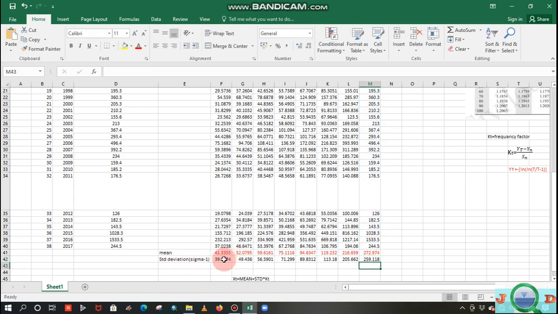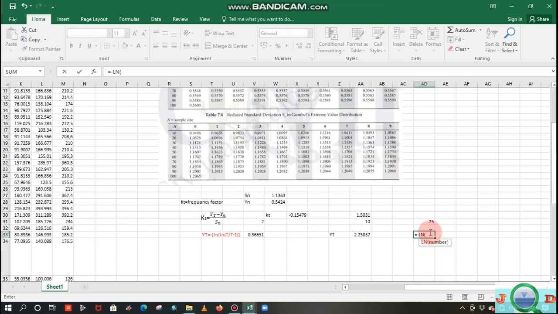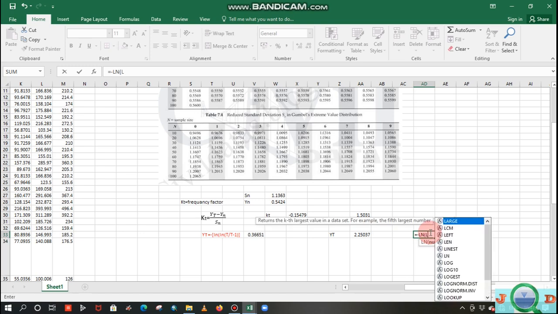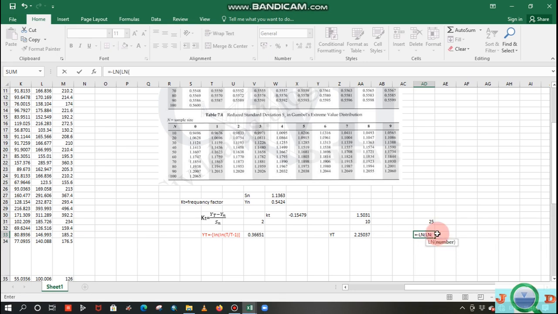So we found out the mean and the standard deviation, that is sigma n minus 1. So now I'll just highlight it. So for 25 years, ln is natural log. The value for 25, so t divided by t minus 1, 25 divided by t minus 1 is 24. So we got the value of the YT for 25 years return period.